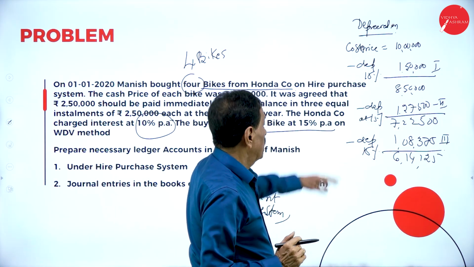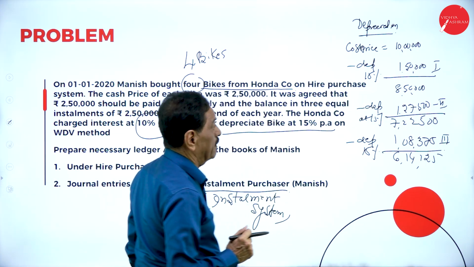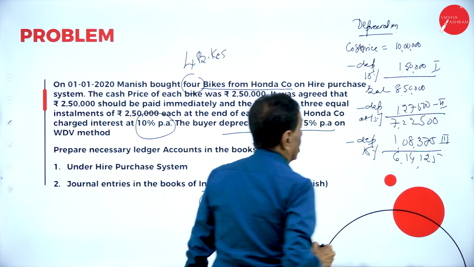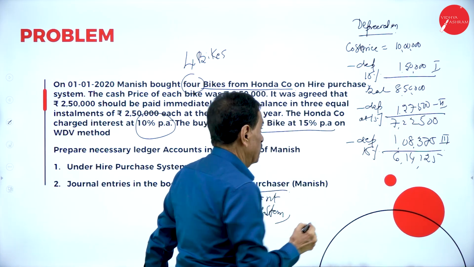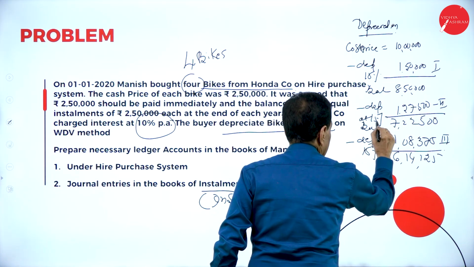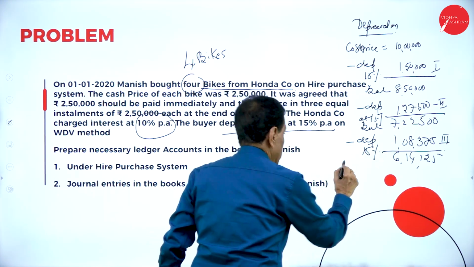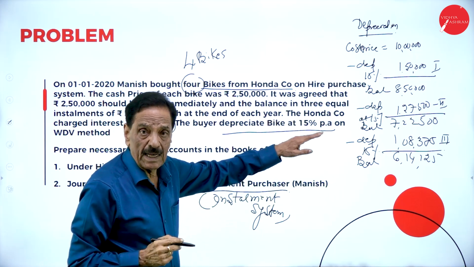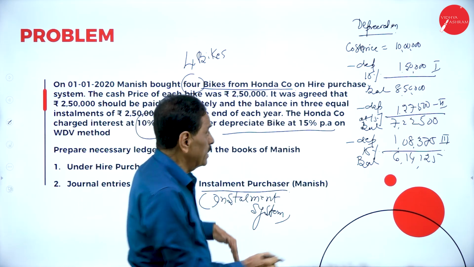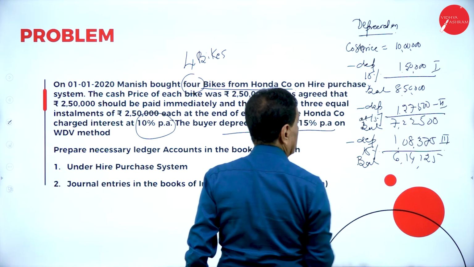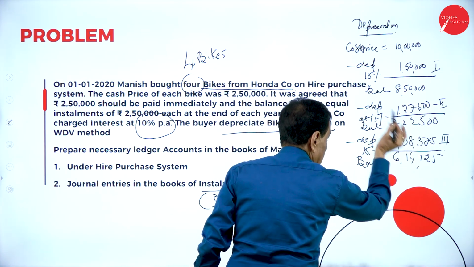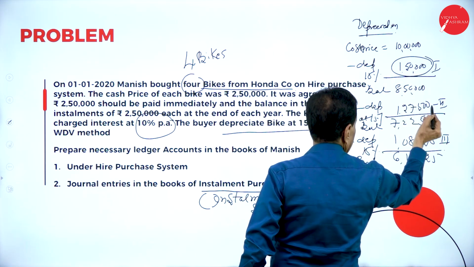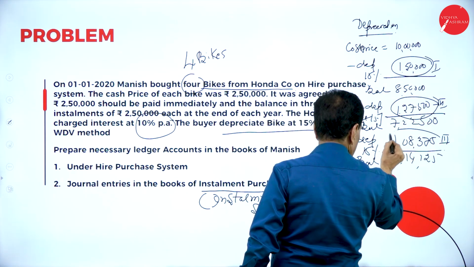10 lakh minus depreciation at 15%, 1,50,000, balance. Second year depreciation, balance. Third year depreciation, this is the balance at the end of the third year. So in diminishing order, 10 lakh minus depreciation on the balance at 15%: 1,27,500, then 1,08,375. This goes to the first year, this goes to the second year, this goes to the third year.